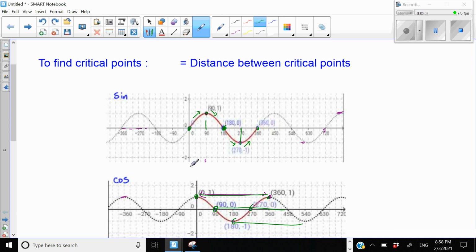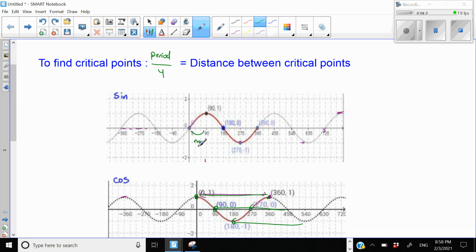Now, how do I find the critical points? Notice that in one cycle I have 1, 2, 3, 4, 5 critical points. The same here, 1, 2, 3, 4, 5 critical points. And the distance between them are equal to each other. So in order to find the critical points, I need to divide the period of the function, which is one cycle, divide that by 4, because we have 1, 2, 3, 4 sections between them. So what I find after this point is the distance between the critical points. This is going to give me that the distance between these are 90.